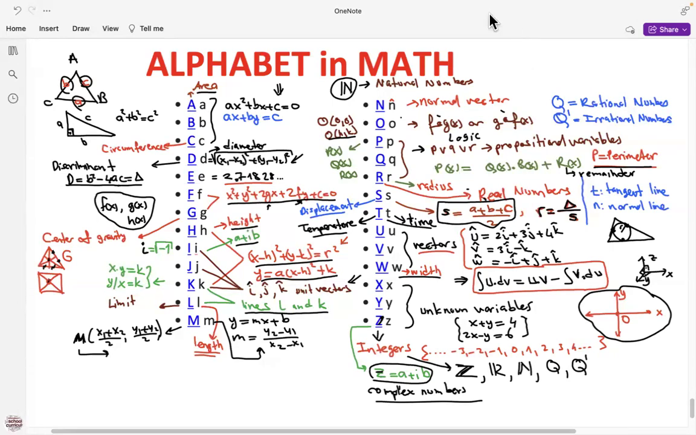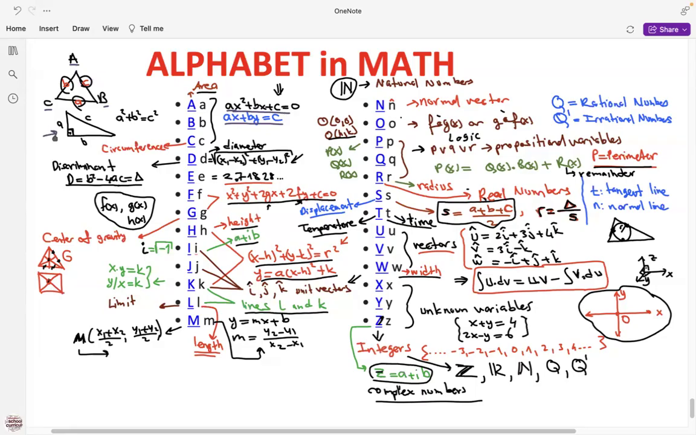So we use ABC letters. They are the constant variables. This is the quadratic equation formula. This is the standard form of the linear equation. The letters ABC we are also using while naming the side lengths of the triangle. And ABC we are using while naming the corners of the triangle.